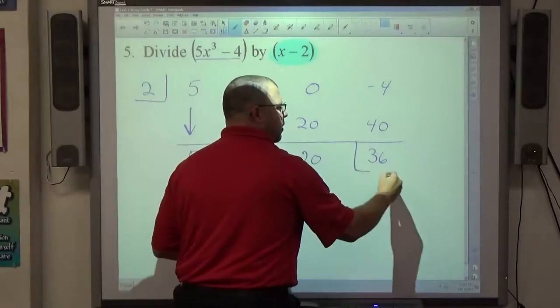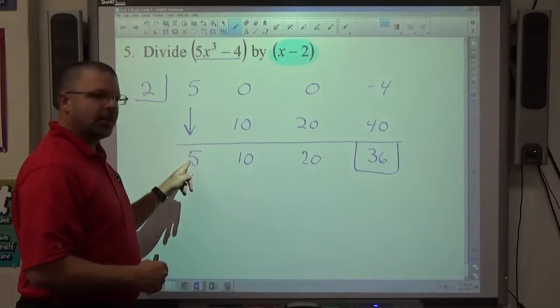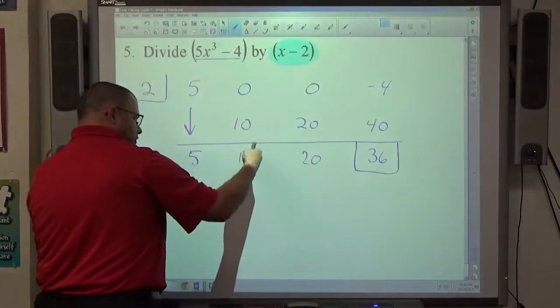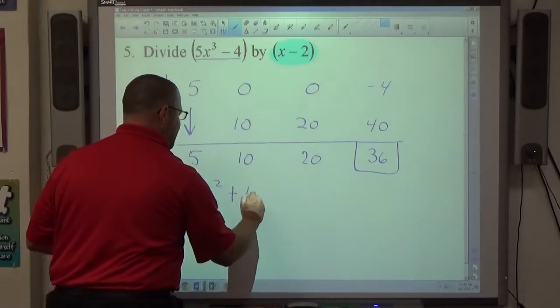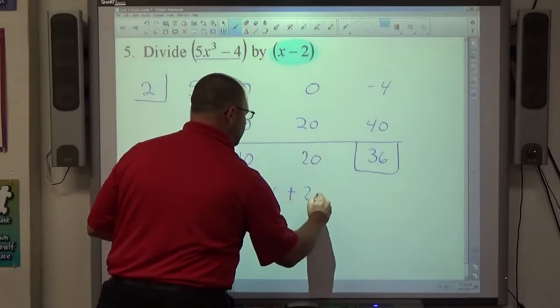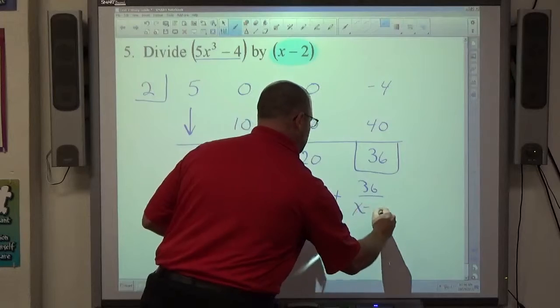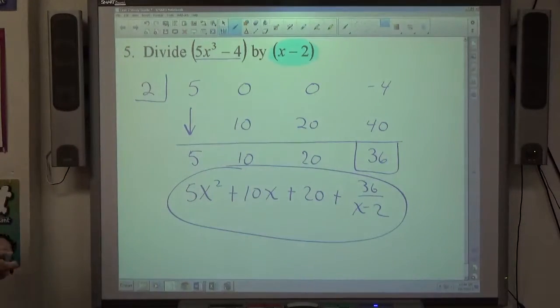The number at the end represents our remainder, constant, x to the first, x to the second. So if you just work your way up from the remainder, constant, first power, second power, so 5x to the second power plus 10x to the first power plus 20 plus 36 over x minus 2 is the quotient. Again, synthetic division will work on the test.